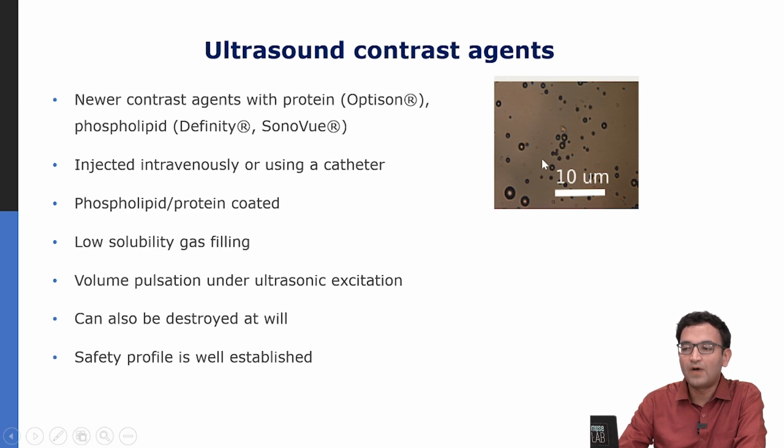Now, when you fire ultrasound on these microbubbles, they undergo volume pulsation. I will show more examples. And this is a type of contrast agent where you can get rid of the contrast from your region of interest at will by destroying them by using higher acoustic pressures, which will pop the bubbles and get rid of the contrast agent at will. So, it is very flexible, and the safety profile is well established because these contrast agents have been used for more than 20 years, and tens of thousands of exams have been done in different countries.